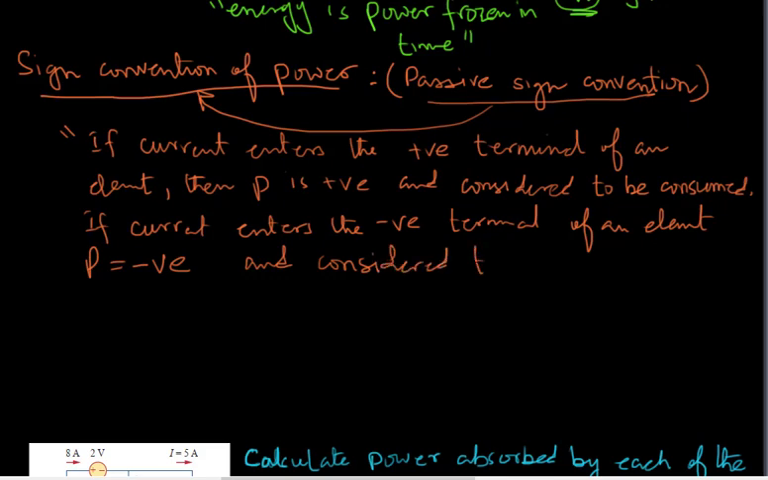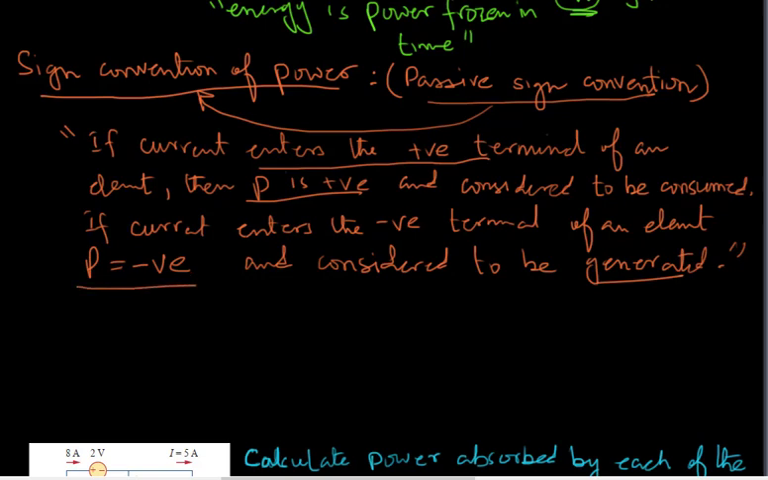By the word generated, we mean that the power is being provided by that element. It can be a battery or a solar panel, something that can generate power. So this sign convention in simplest terms means that P is positive when current enters the positive terminal of any element, and P is negative when current enters the negative terminal of any element.